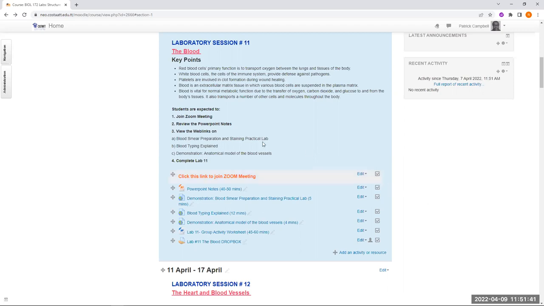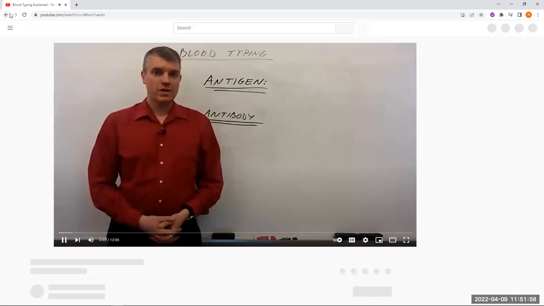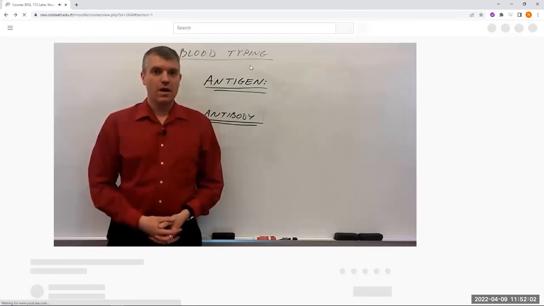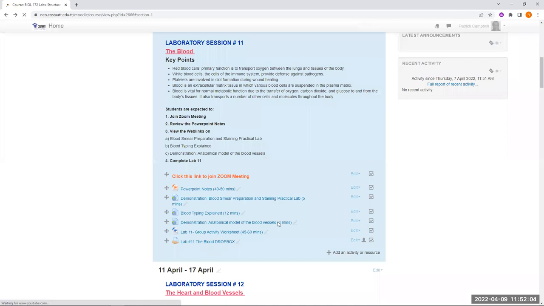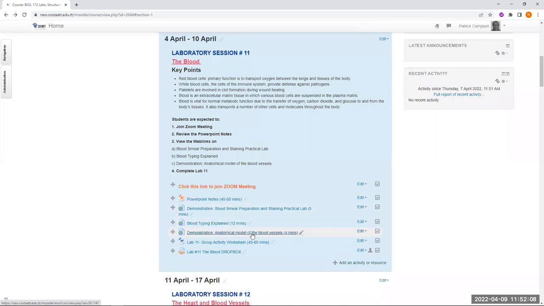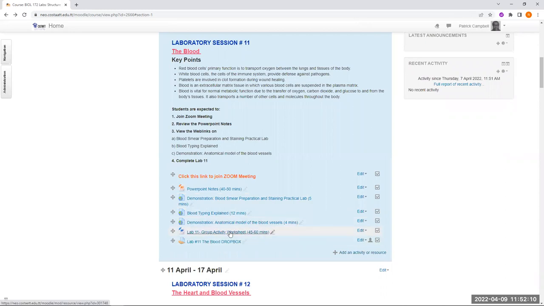Anyhow, we're almost there. Blood typing. There's one really nice site. I think I pointed it out during the lecture already, the Nobel Prize website. Did I point that one out? Yes. You could check that one out as well in terms of blood typing. This just shows a model of it. And you have your group activity.